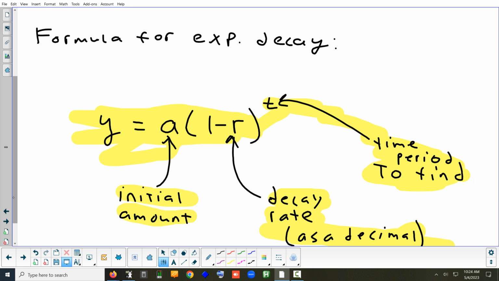R is not the growth rate, but it's called the decay rate. And remember that R has to be a decimal. So if they gave you an R of 3%, you got to do 0.03. 15%, 0.15.